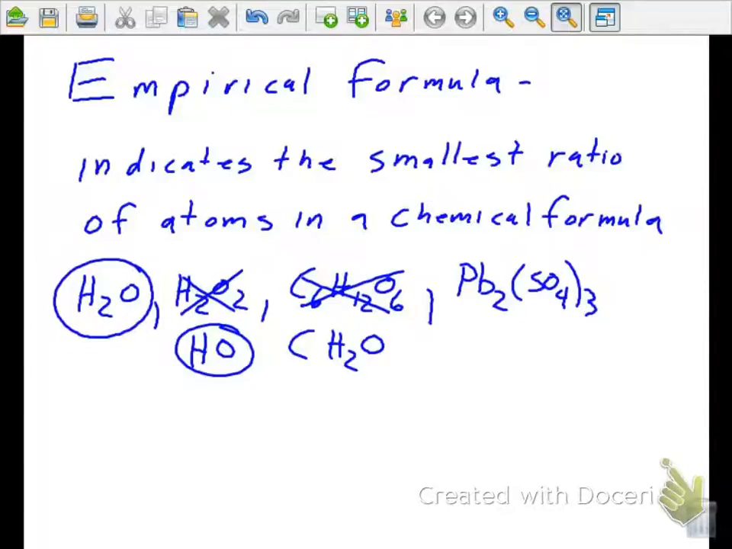Questions on empirical formulas? I'm just telling you what it is, what it represents. It does not necessarily represent the actual formula of the compound. Many times it does, but there are times that it doesn't, especially organic compounds like carbons and hydrogens and oxygens hooked together. So what we're going to do is look at a problem where I give you the percentages, and with those percentages, we're going to find the empirical formula. That's what it's called, finding the empirical formula.